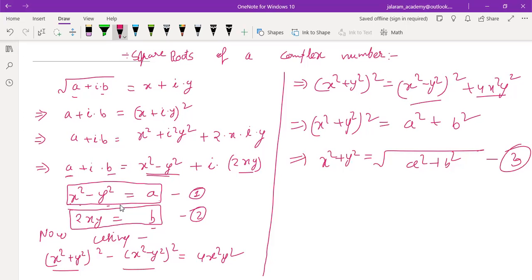Now first equation is x square minus y square equals a, and third equation is x square plus y square equals root a square plus b square. Now we add both the equations, so y square will be cancelled out. So it gives the value of 2x square. So we can easily find the value of x using this method. And then we substitute this value of x in equation number 2 to get the value of y also. So x plus iy, which is the square root of a plus ib, will be our answer.